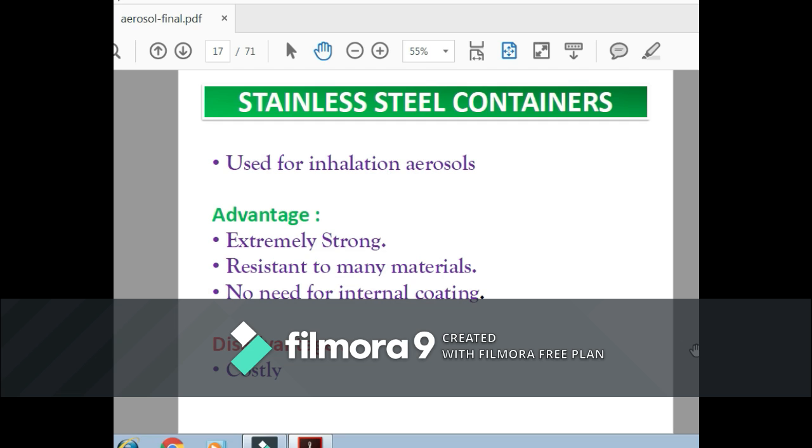Then stainless steel containers. These are used especially for inhalation types of aerosols or for nasal drug delivery systems. The advantage of stainless steel containers is that they are very strong compared to aluminum as well as other container materials as well as glass. They have resistance to corrosion, and most products are stable inside a steel container. There is no corrosion or interaction of the product with the steel. Then there is no need for coating on the inside of your container. But stainless steel containers have the disadvantage that they are very costly compared to aluminum and glass.